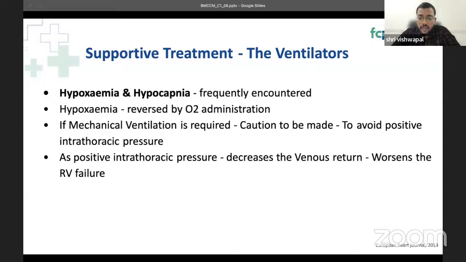So we have seen about the vasopressors. Now it comes to ventilation. As we saw in the pathophysiology, the patient might go for hypoxemia and hypocapnia. Hypoxemia can be reversed by oxygen administration. In this situation, we have to make sure that the patient doesn't go into positive intrathoracic pressure. If the patient goes into positive intrathoracic pressure, the venous return will decrease, and this can also worsen the RV failure.